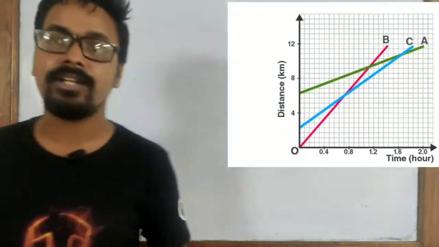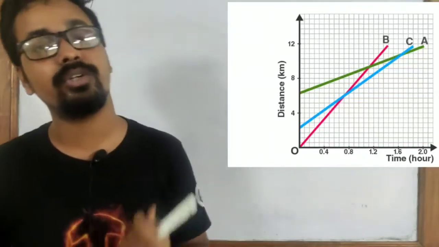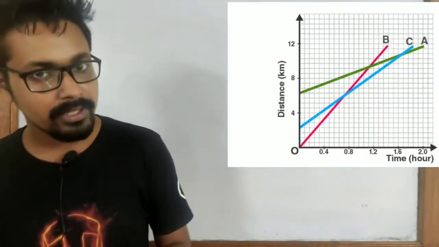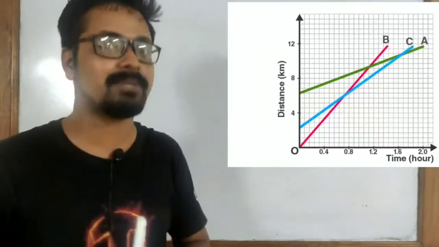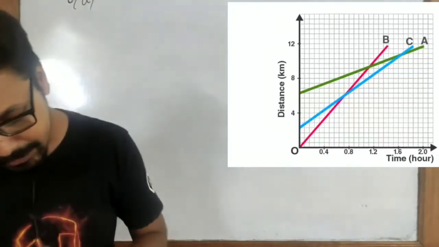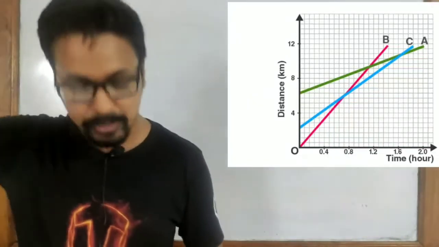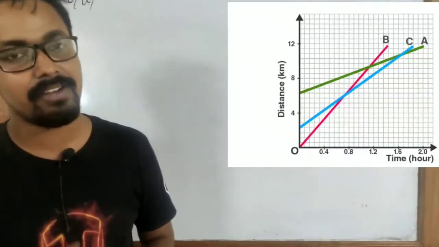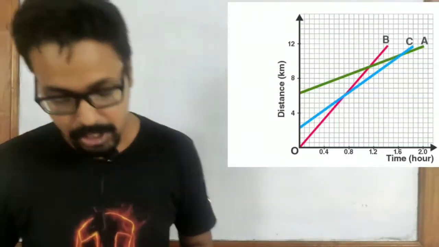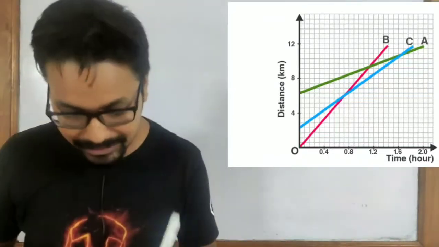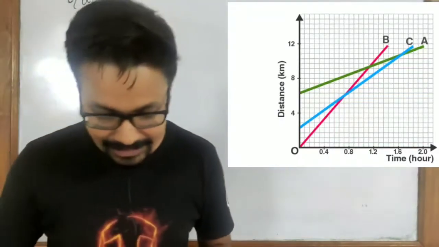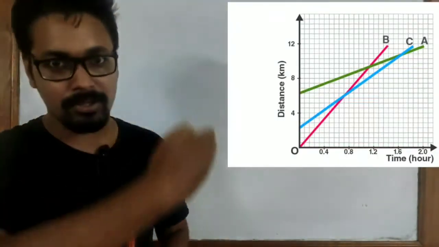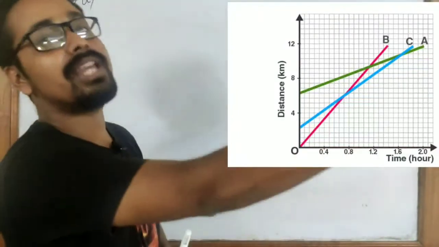In order to see which one is moving faster, we need to see which one travels the most distance in the least amount of time. If you can travel more distance in less time, that means your speed is more. If you look at B, B has traveled almost 12 kilometers. A, B and C all have traveled the same distance, as you can see in the graph, their level of distance is same. If you look at how much time they have taken, B has taken the least amount of time, then we have C, then we have A.